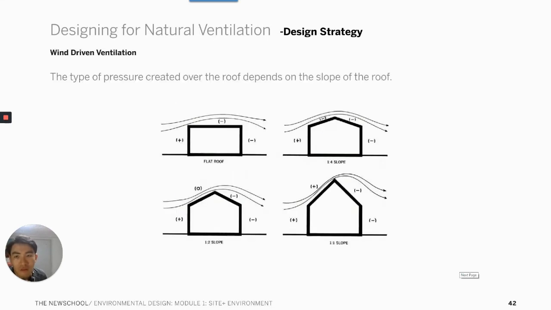As you notice here, if you have a flat roof, you have a negative pressure at this location, but as you tilt up, it becomes zero at a certain point, and as it goes beyond some angle, it starts to act more like a vertical wall, and you have a positive pressure, and this side becomes a negative pressure.